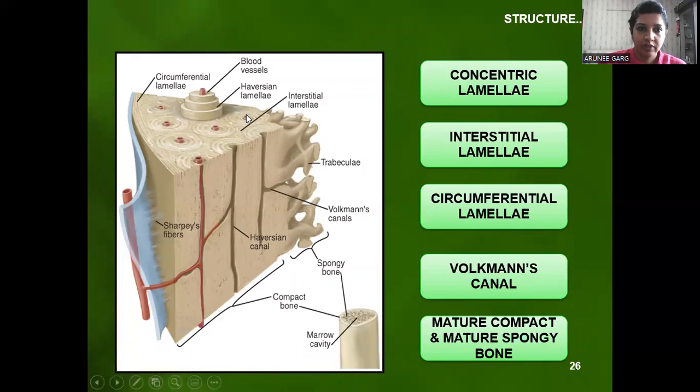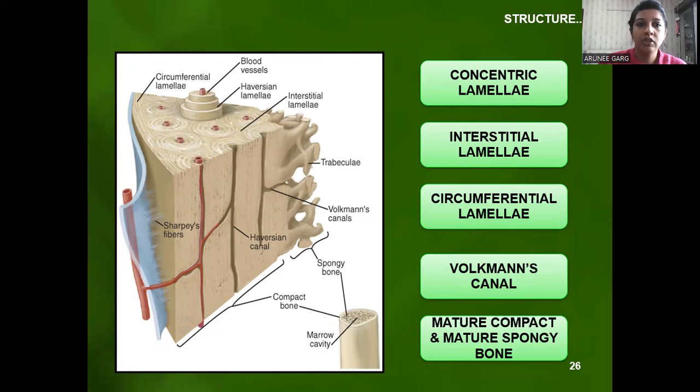Now, these are concentric lamellae. This is a longitudinal section of the bone. These are the concentric lamellae with the Haversian canal in the center, which carries the blood vessels and the nerve supply of the bone. The interstitial lamellae are these, which are in between the concentric lamellae, and they are remnants of the previously formed lamellae.